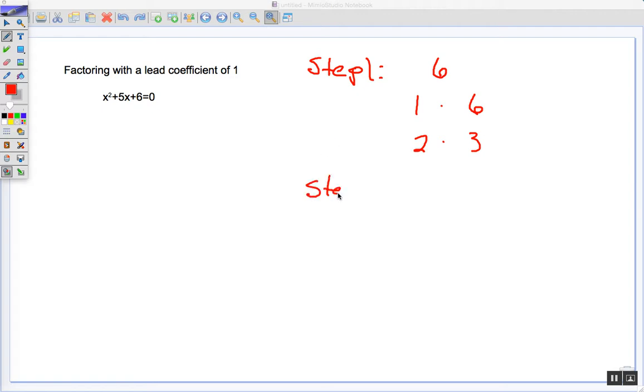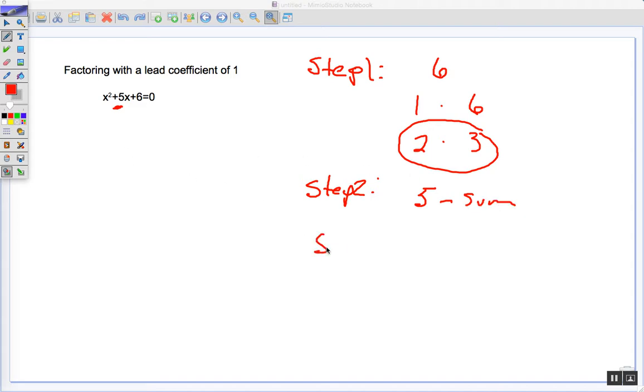Step 2, what are 2 factors of your C term that when added give you your B term? When I add these 2 numbers, which one will give me my B term, which is 5? We can see that 2 plus 3 is 5, and 2 times 3 is 6. So we need a sum of 5.